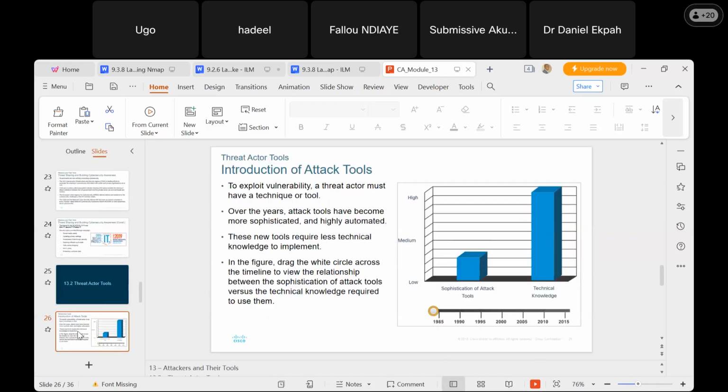Threat actor tools. What are their tools? To exploit a vulnerability, a threat actor must have a technique or a tool.